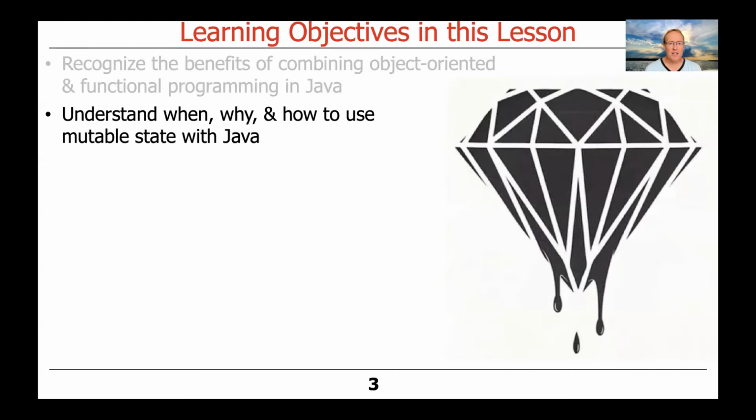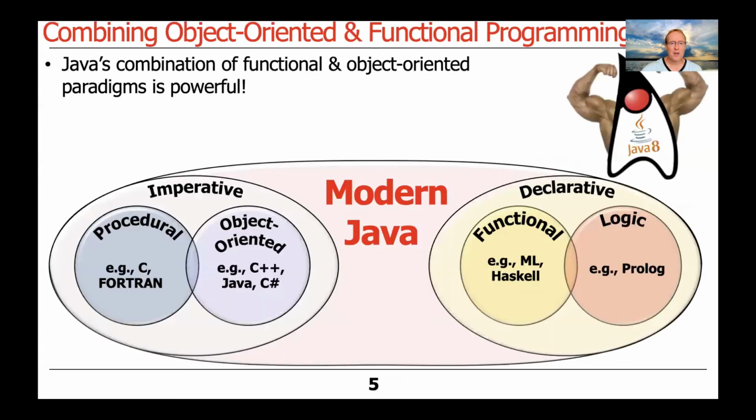I'll also spend a little time explaining the when, why, and how to use mutable state with Java, which is sometimes at odds with the more purist view of functional programming as having no side effects, but we'll talk about when and why and how you would use side effects with Java.